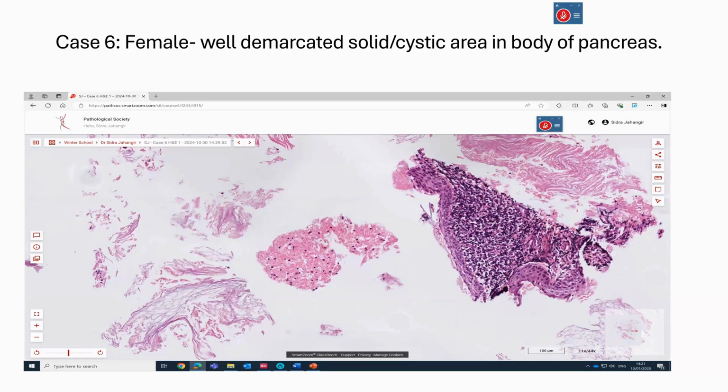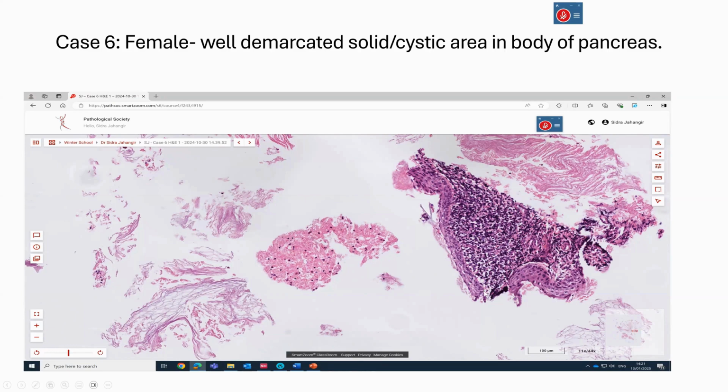Case 6. So there are many benign entities also in pancreas, so we must be aware of that also. Female patient, solid cystic, well demarcated lesion in pancreas. And this is the material we got. Abundant keratin debris here and there. The EUS-FNA approach is either through stomach or duodenum. So there is no esophageal approach for pancreas.